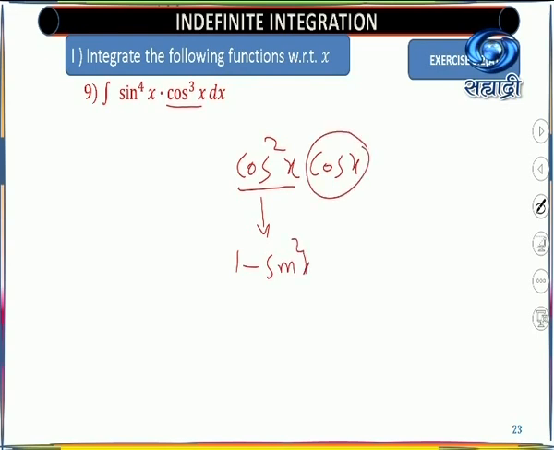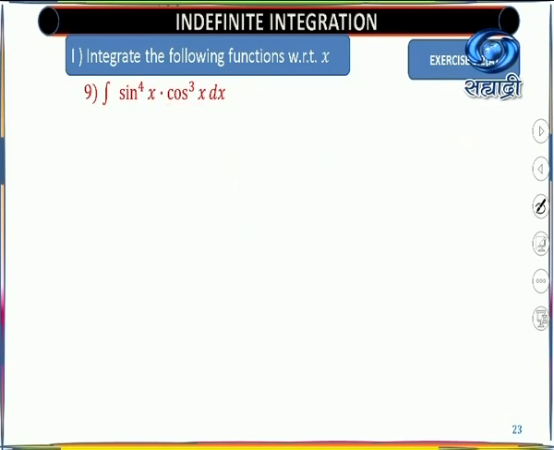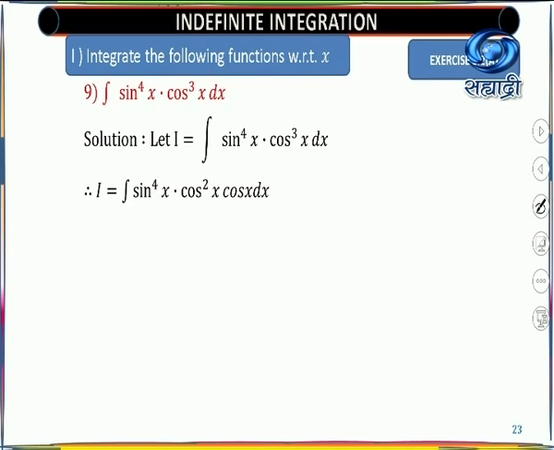Why I want it? Because if I substitute for the sine value t, I know that its derivative is cos x dx equal to dt. So this will be merged in cos x dx, and immediately this function will be simplified. So in that direction, once you start thinking, we'll start with our example. So what is the example? Example says that I equal to integral sin^4 x into cos^3 x dx. Now I will write this as sin^4 x, as I told you that I need to split cos cube, that is cos^2 x into cos x dx.